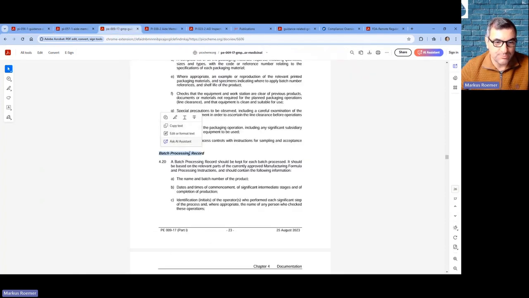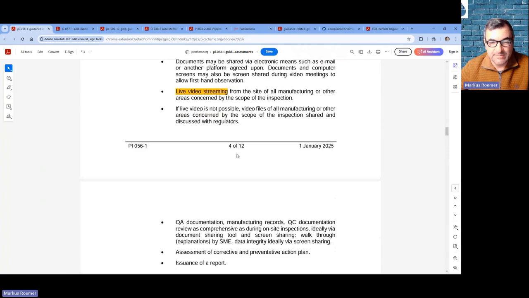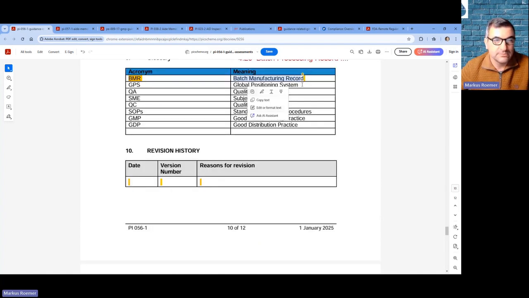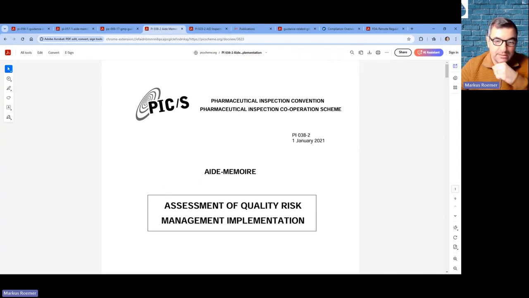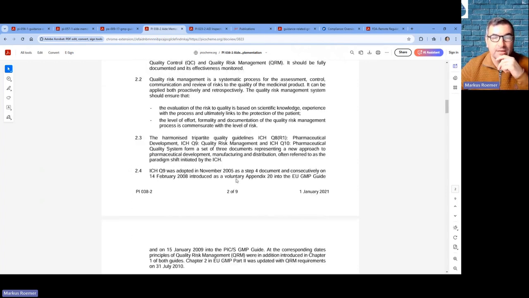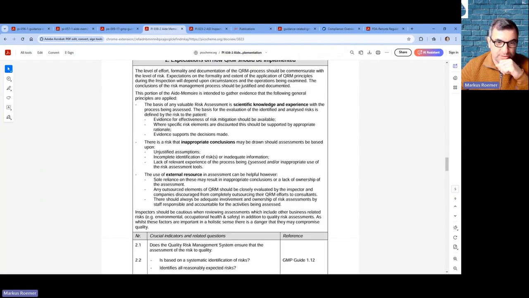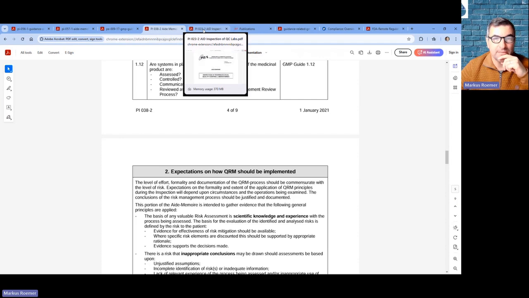Okay, so here, batch processing record, wrongly written in the guidance, in the same PICS guidance, batch processing record, not, sometimes I get too emotional, and not batch manufacturing record. That's CGMP. Okay. Again, a great aide-memoire, for example, is the assessment of quality risk management, PI 038. Very well written, so that you get a picture of how to implement quality risk management. And here you see that they also referred to the GMP guide. This is how it should look. Maybe I should have taken this as a master template. I don't know.